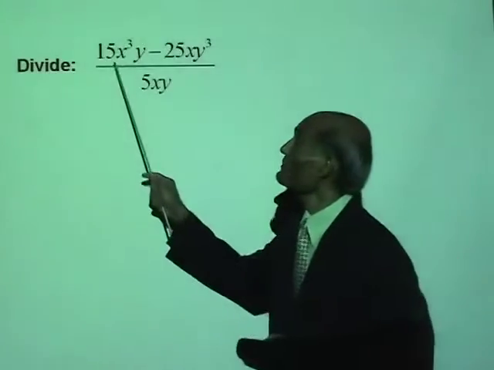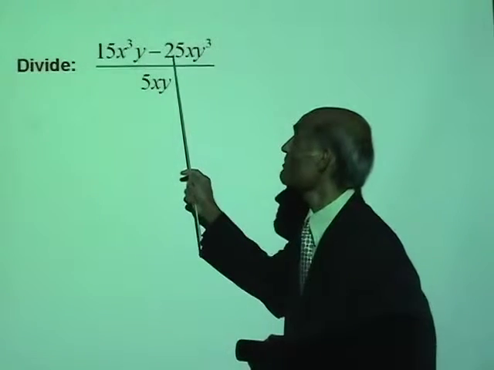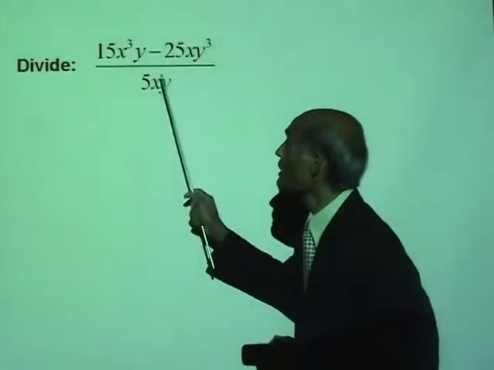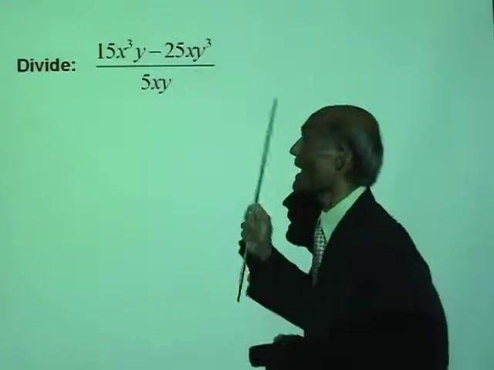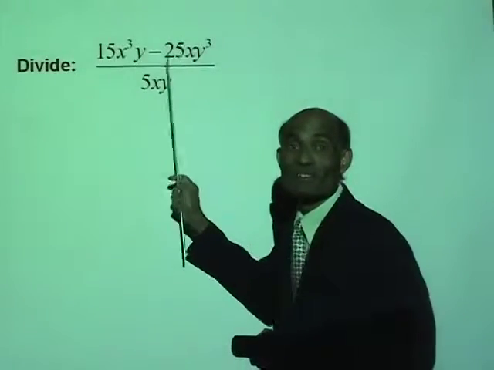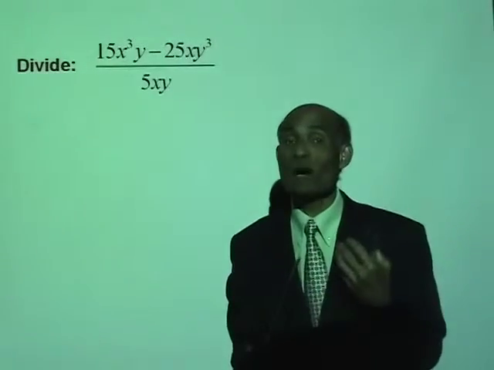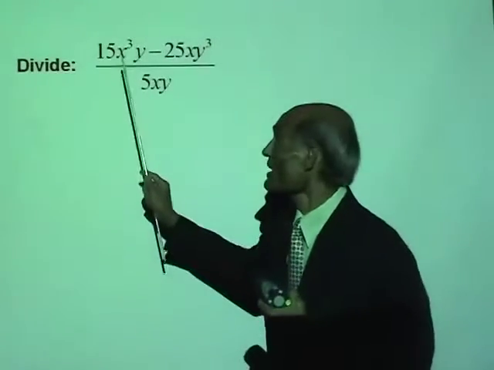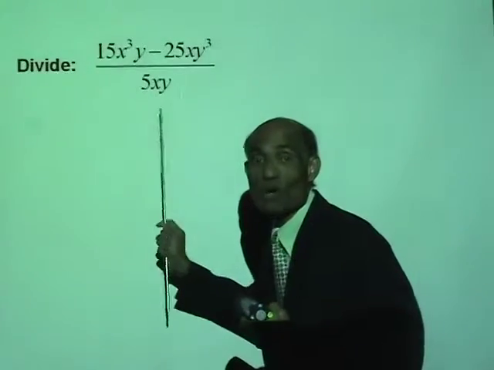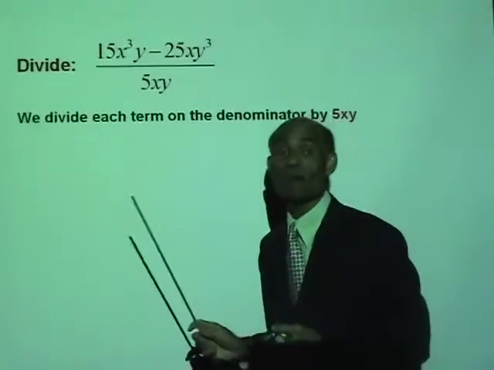Divide 15x cubed y minus 25xy cubed all over 5xy. The numerator is a binomial, the denominator is a monomial. What is our method? Divide each term of the numerator by the monomial on the denominator. So what will that be now?